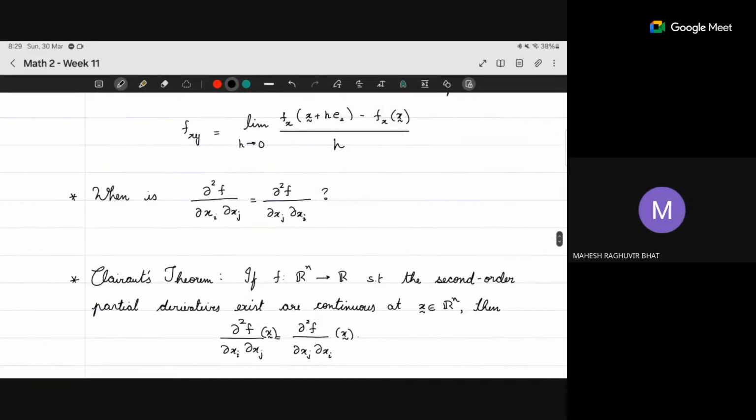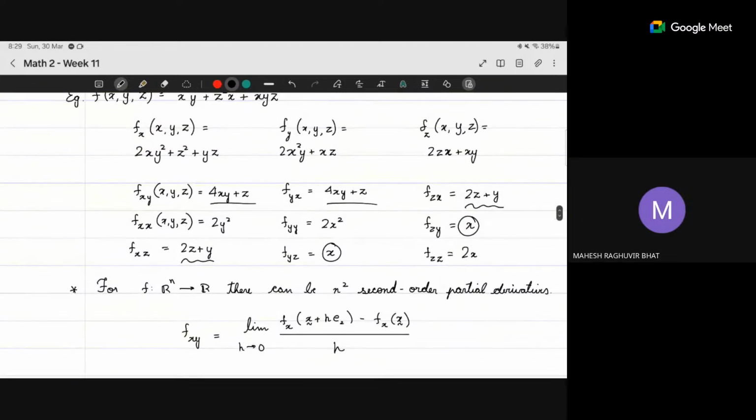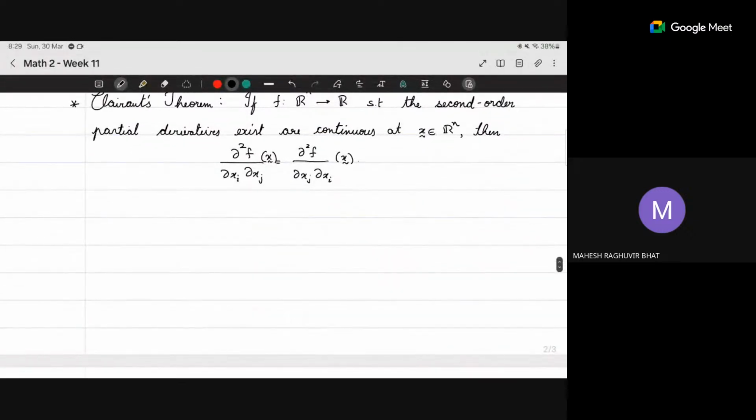So far what we have seen is that the second order partial derivative is the equivalent of the second derivative in the one variable case. And in this case, we have n squared of them. And conveniently, this can be placed in a matrix form. So that's the next definition that we will see.